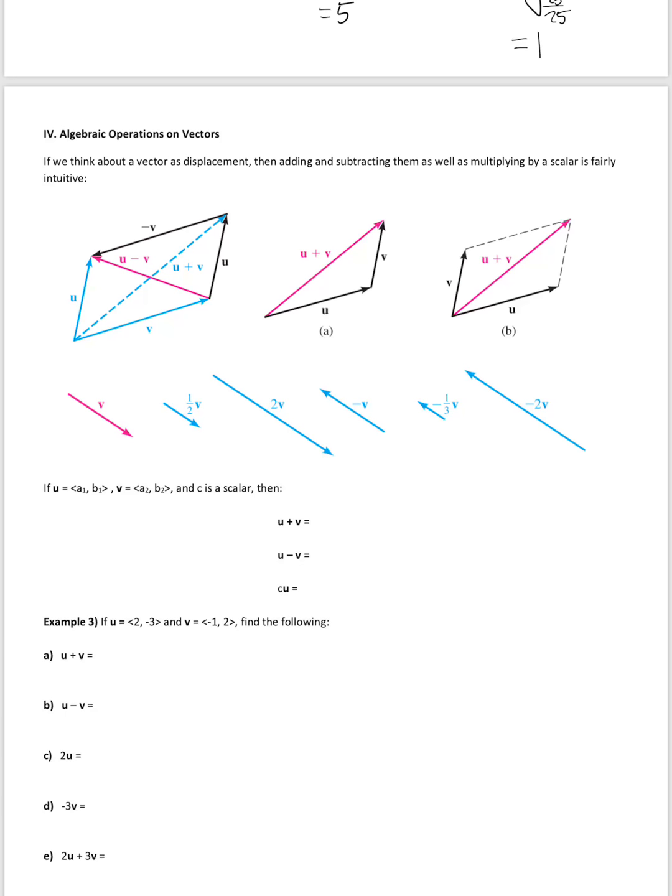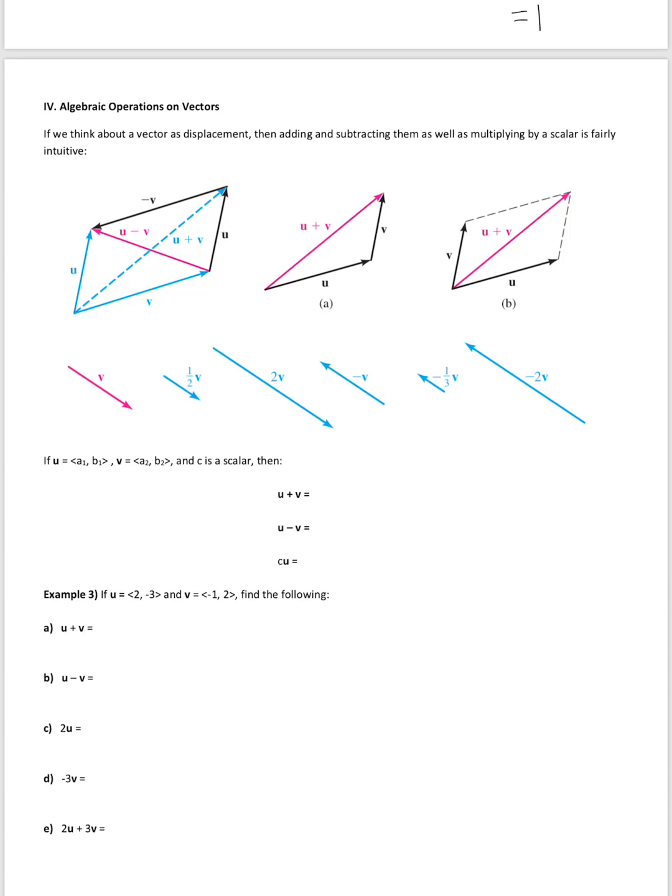So the last part of this section, and again, like I said, this is a pretty straightforward section. I think it's pretty simple, is talking about the algebraic operations that we can perform on vectors. So things like adding, subtracting, and multiplying vectors by a number. And in this case, we're multiplying vectors by a scalar, like a single number.